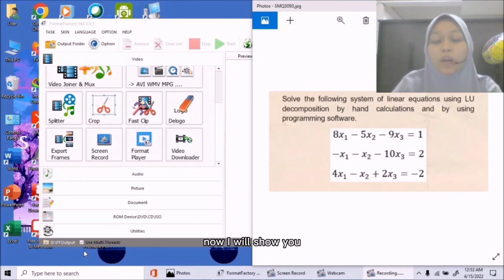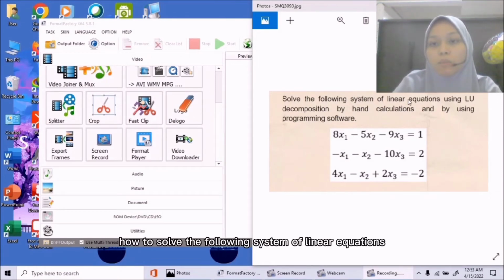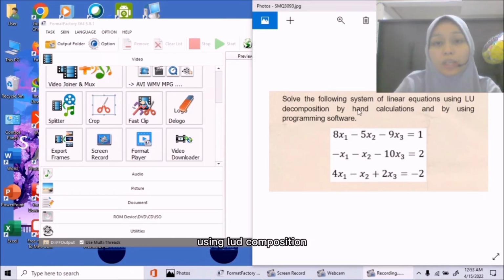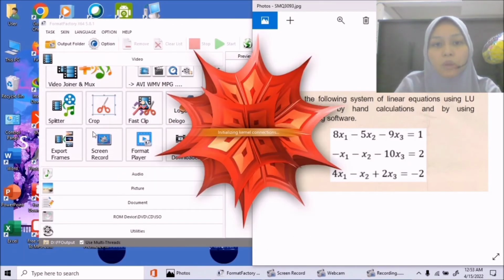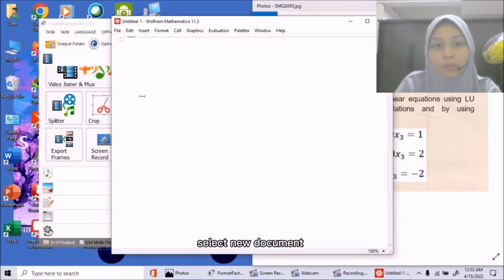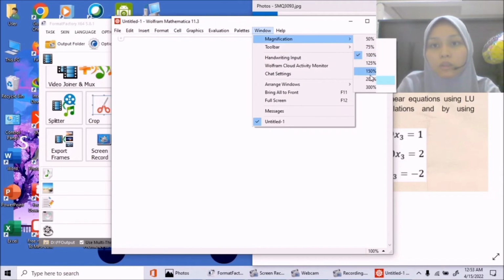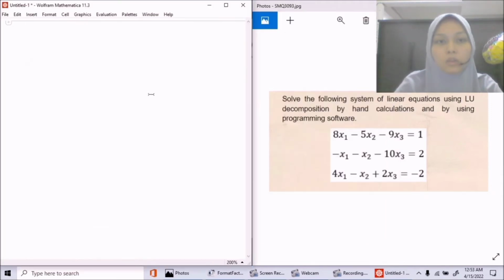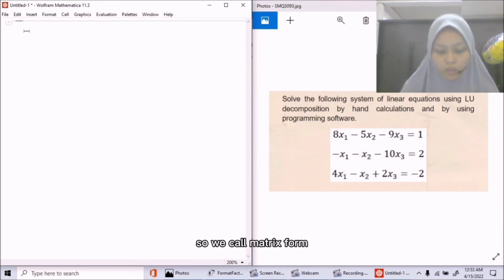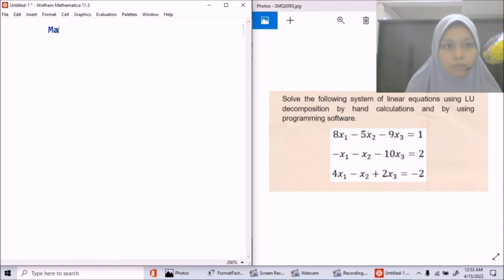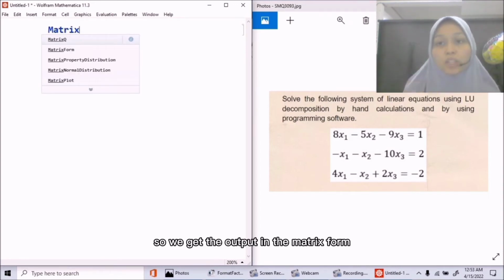Hi everyone, now I will show you how to solve the following system of linear equations using LU decomposition by using Mathematica programming software. First of all, we need to open the Mathematica application. Select new document. Then we need to insert our matrix A. So we call matrix form, so we get the output in matrix form.